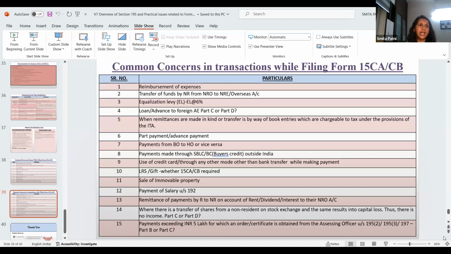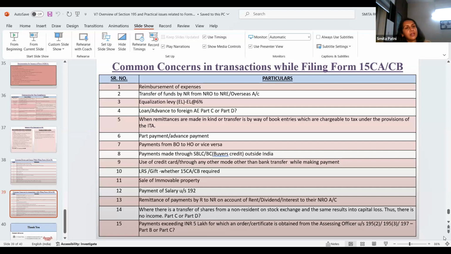When remittances are made in kind and transfer, then again we are supposed to issue 15CA because TDS will be deducted. Part payment or advance payment, again TDS will be deducted. So we will issue as per the nature of remittance, Part C. Payments from BO to HO, again, if it's a foreign company's Indian branch, TDS has to be deducted. Payments made through SBLC, BC outside India, if it's a buyer's credit, again, if it's a capital account transaction, no 15CB/CA.